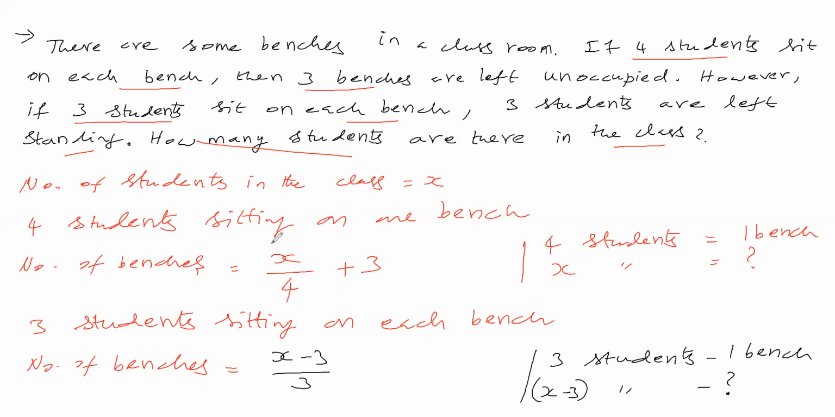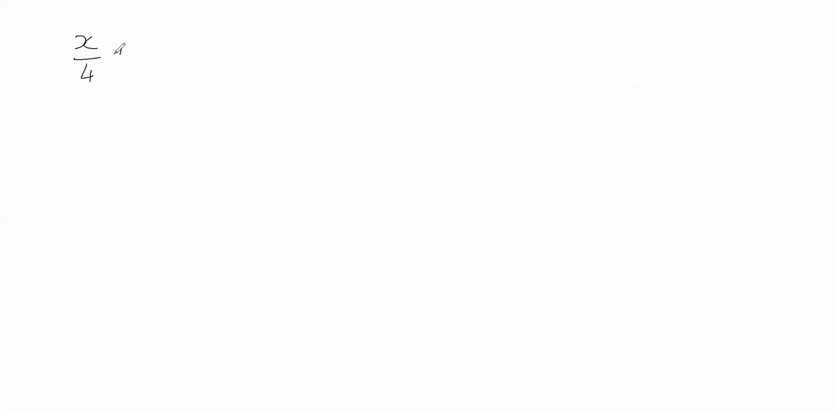Therefore, here the number of benches. Shall we say equal? Because why are they standing? Because no bench is available. Therefore, we can say the number of benches in the first case is equal to the second case, because the number of benches will remain the same. So using this we will calculate x. x is equal to 48. x is the number of students in the class, so we got the number of students in the class.